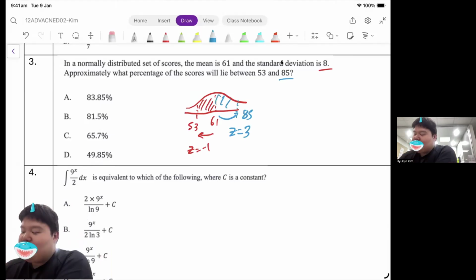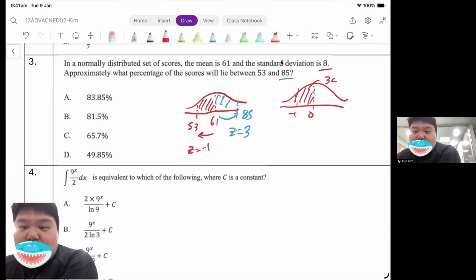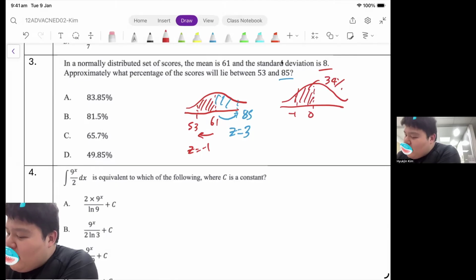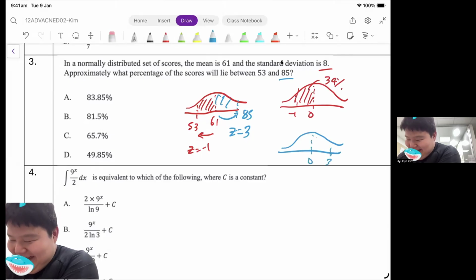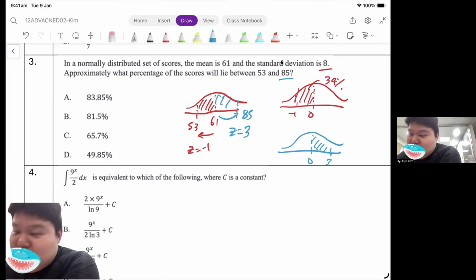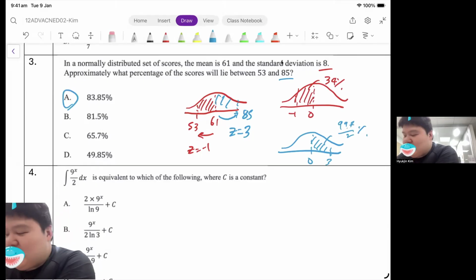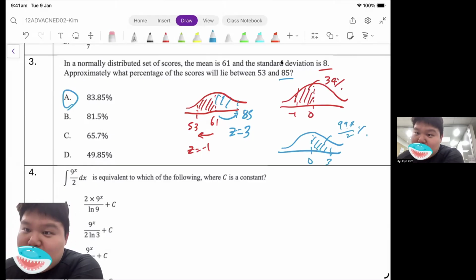So now what I need to remember is that from negative 1 to 0, it is half of 68, which is 34%. And from 0 to 3, clearly not to scale, that's going to be half of 99.7%, because negative 3 to 3 is 99.7. So we get 99.7 over 2%, and that turns out to be A, because if you add 34% and 99.7 on 2.